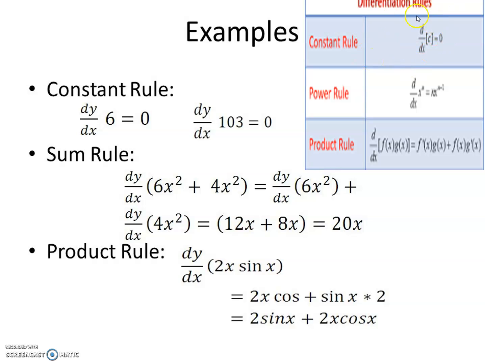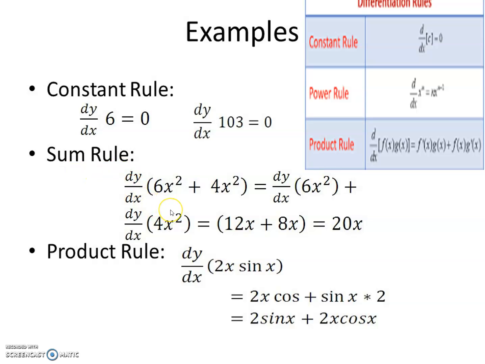We have to apply this rule. The derivative of a constant, that is 6, is always 0. The derivative of 103 is also 0. Be it any number, a separate constant term, its derivative is always 0.